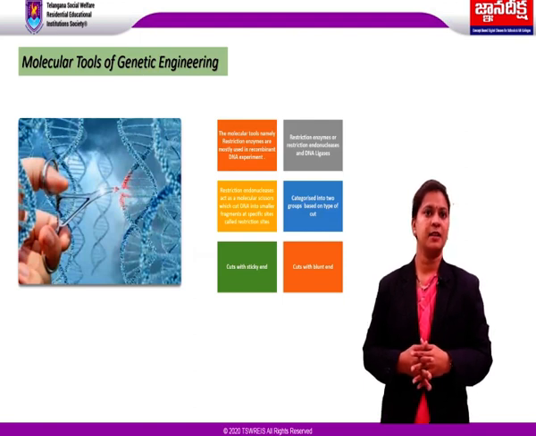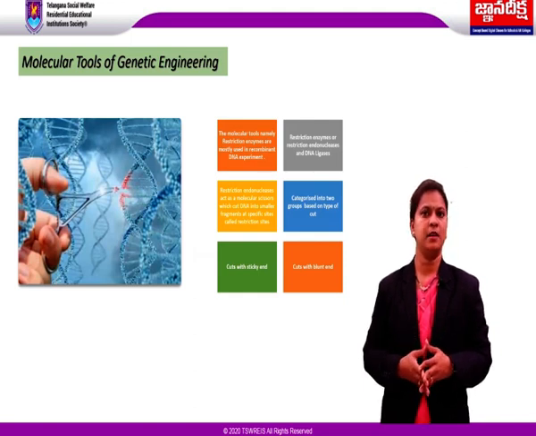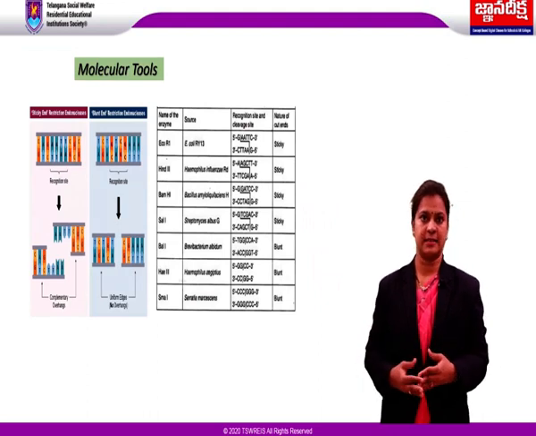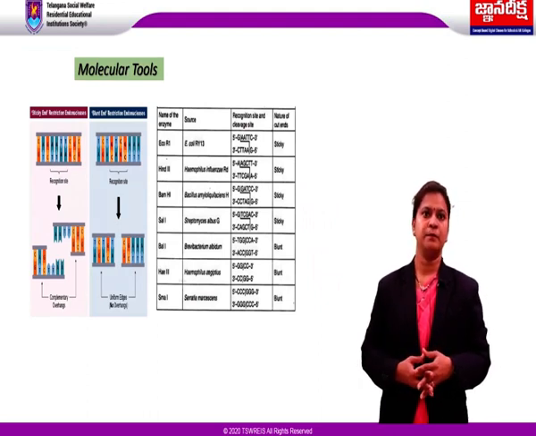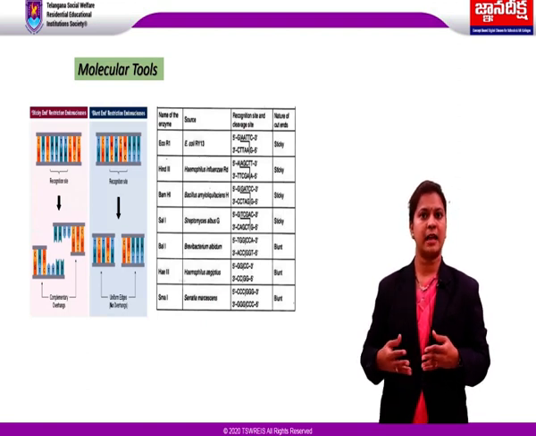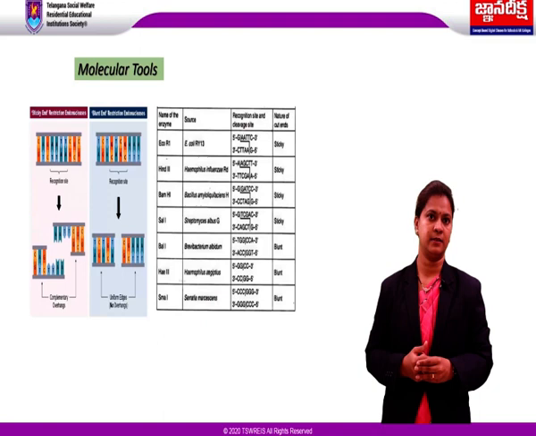The first one is cuts with sticky ends or cohesive ends. For example, we have EcoRI, HindIII, BamHI, enzymes used to cut DNA to obtain protruding ends, that is, complementary ends. The second type of cut is cuts with blunt ends. For example, HaeIII, SmaI. When we cut the DNA with this set of enzymes, we get blunt ends.